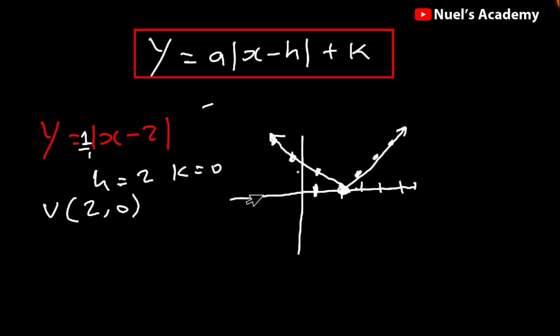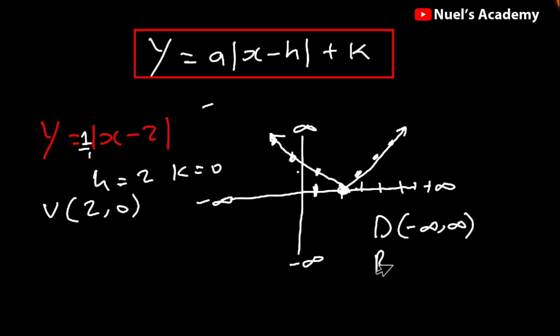Now to write the domain and range, the domain is negative infinity to infinity, which is all real numbers. Then the range is equal to 0 to infinity.